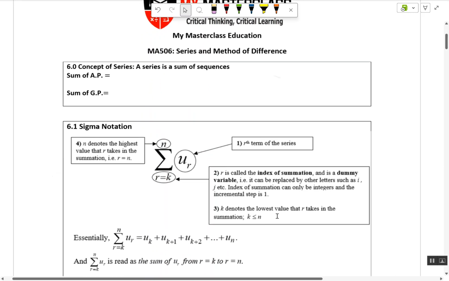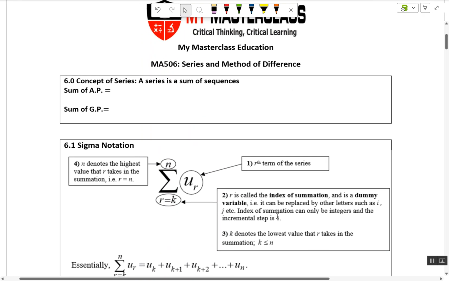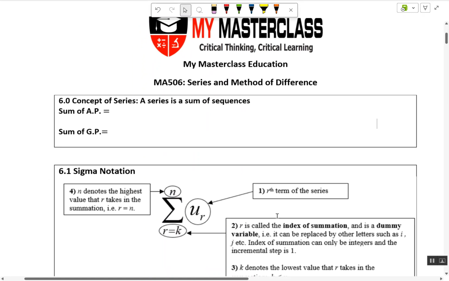We have mastered AP and GP in the previous chapter, or if you feel that you haven't mastered AP and GP yet, please go back to the previous chapter. Now we are going to do other kinds of series other than AP and GP, but AP and GP will be very commonly used over here.